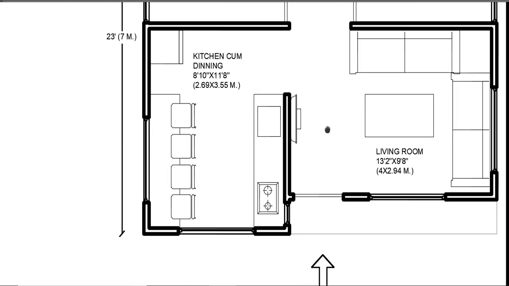On the right side we have the kitchen cum dining area. You can see here the kitchen cabinet with burner, sink and also refrigerator arrangement, and we have a dining counter with 4 chairs and two large size windows for ventilation and light purpose in this area.